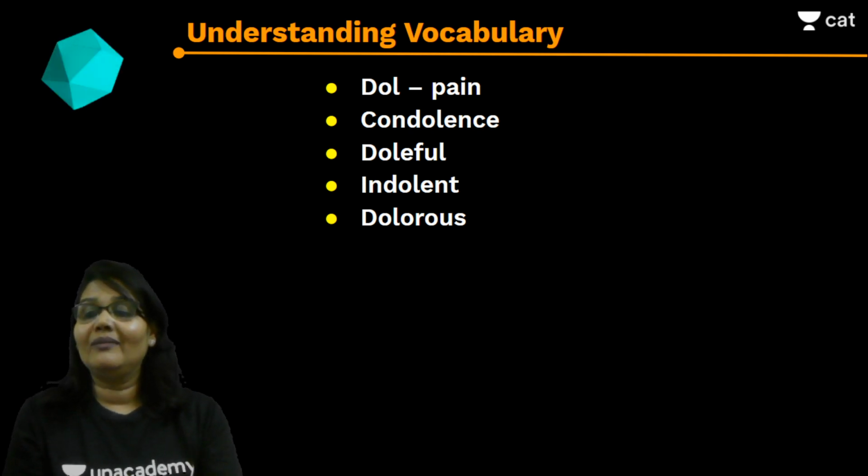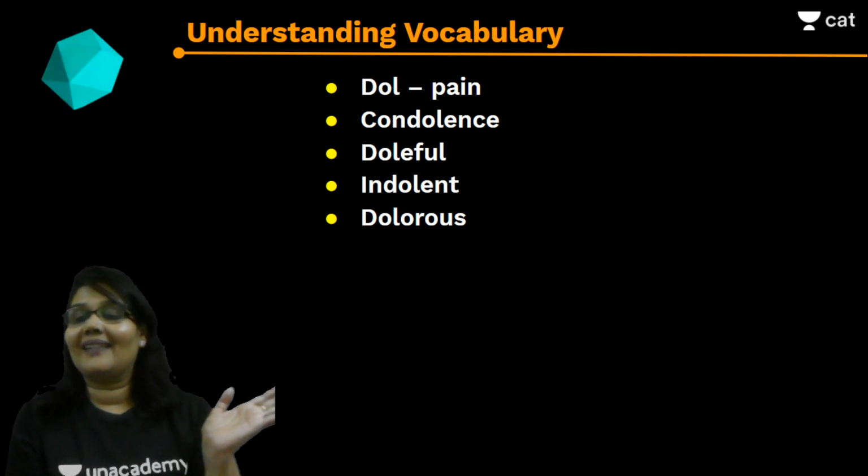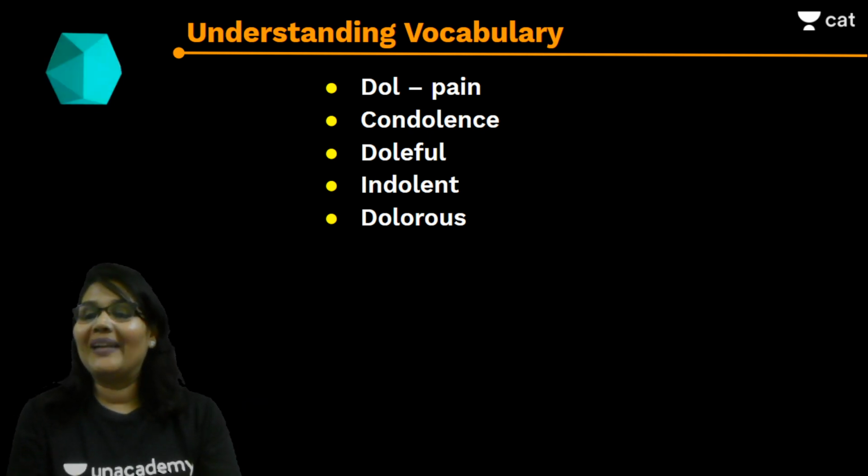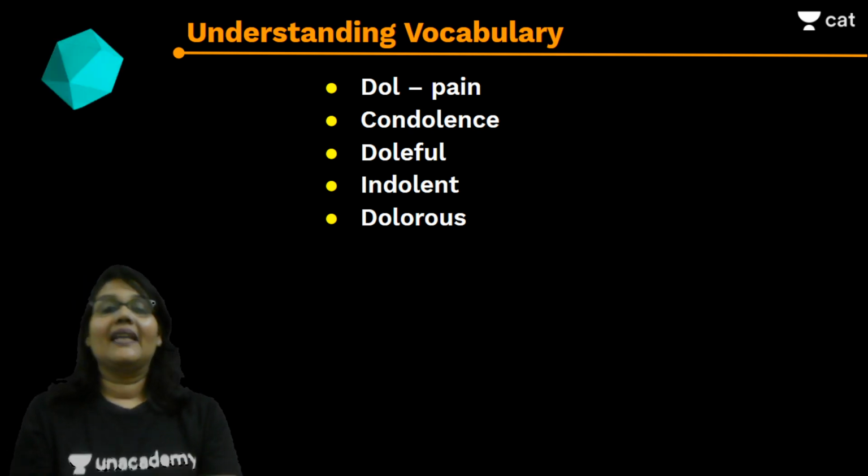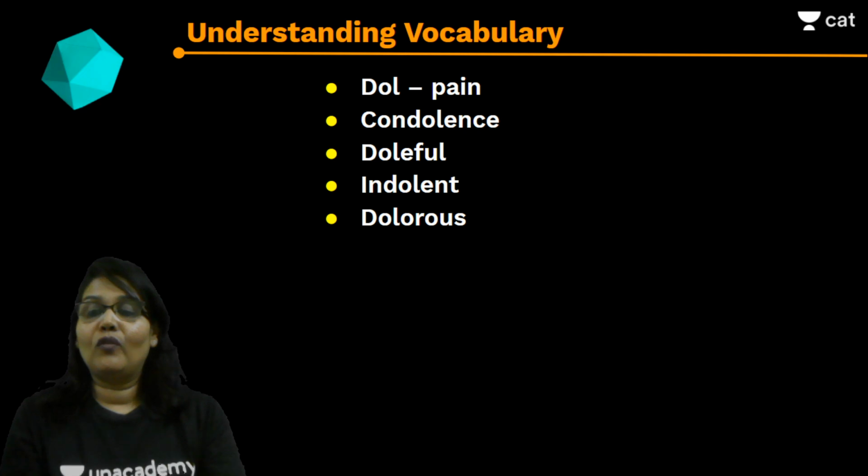Indolent, Vanshika, means lazy. As I told you, very difficult to handle a lazy person, painful to handle. Yugant, now you have gone back to ameliorate. Are you revising the root words? Okay, ameliorate means to improve. Great. Fine guys, we will move on to the next root word.